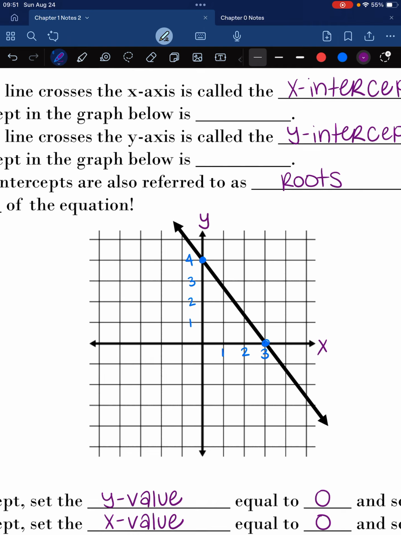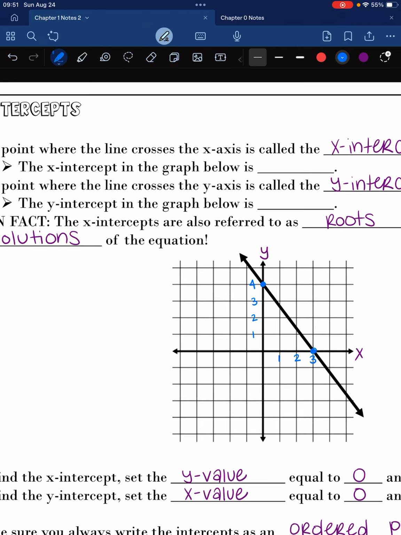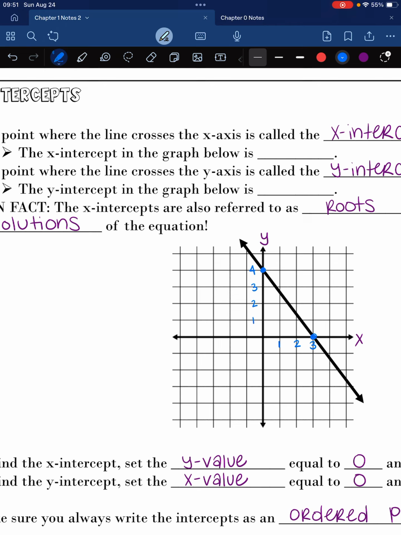And we just want to make sure that we always list our intercepts as ordered pairs, unless the question is only asking for just the x value or just the y value. So in this first blank, the x-intercept in the graph below, it crosses at 3, but we want to go ahead and write that as (3, 0). And that just makes it really clear that we're talking about a point, and that point is the x-intercept because the y value is 0. We don't go up or down at all.